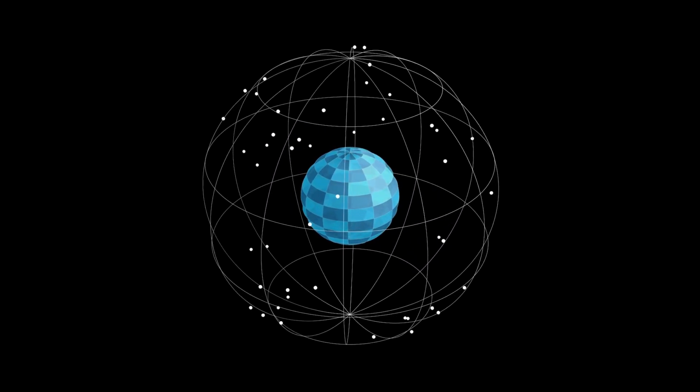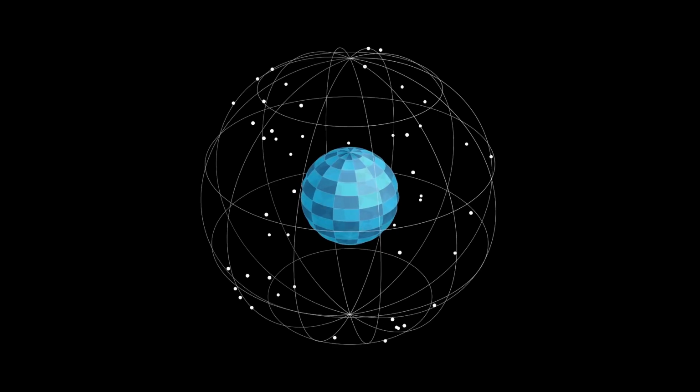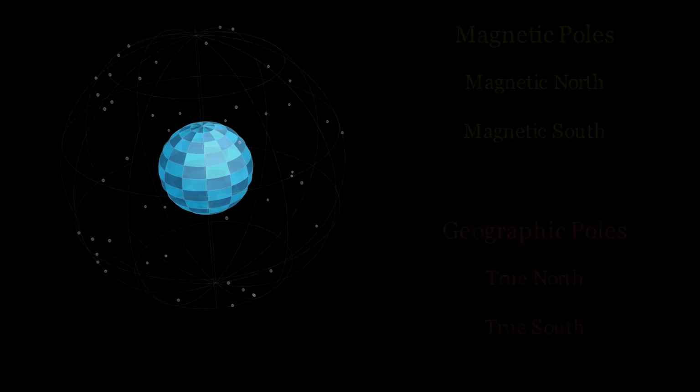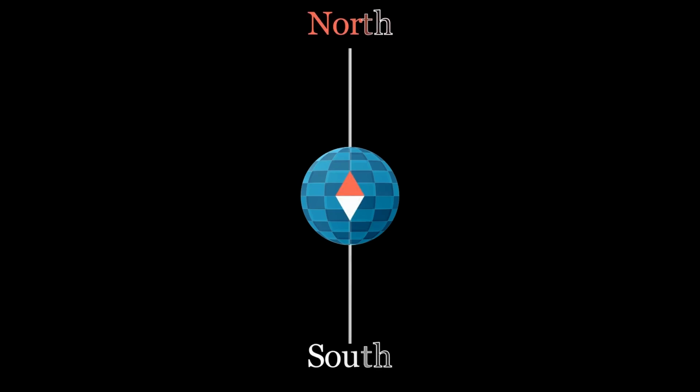Now let's look at the Earth's poles. There are two commonly referenced pole systems: the magnetic poles and geographic poles. The magnetic poles are the locations where Earth's magnetic field points straight into the Earth. Put simply, they are where the needle on your compass points to. However, the Earth's core is not solid, so its magnetic field slowly drifts over time. As a result, the direction of these poles also moves.